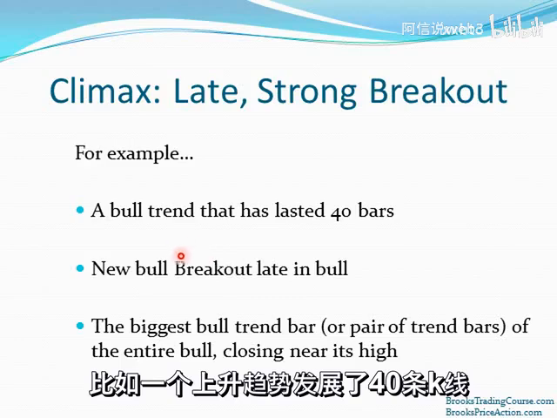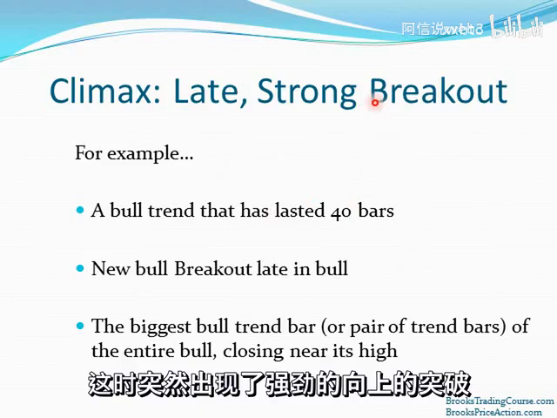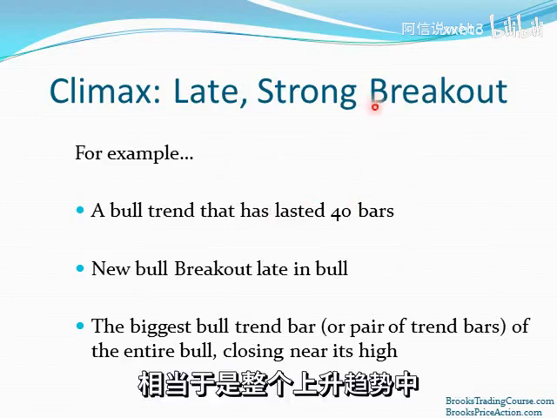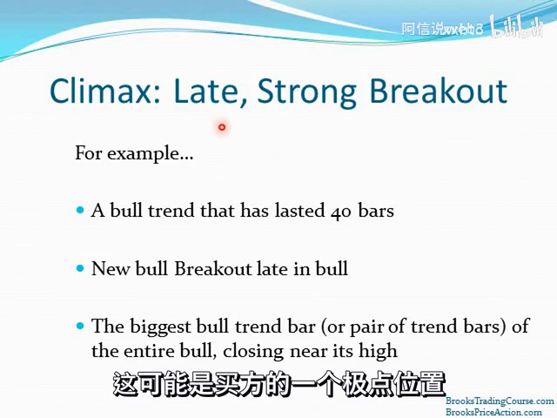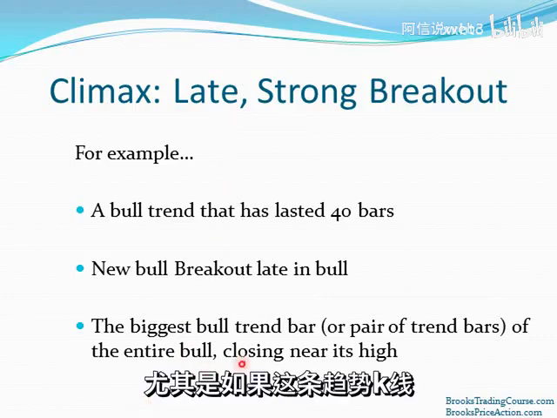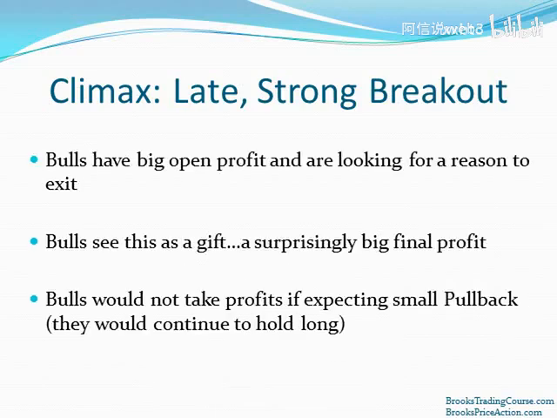So for example, you have a bull trend that's been going on for about 40 bars, and now you suddenly have a strong bull breakout. And it's the best looking bull trend bar, or the best looking 2 or even 3 bull trend bars of the entire trend. It could be a climactic end to the bull trend, especially if the bull trend bars are very strong, closing on their high.